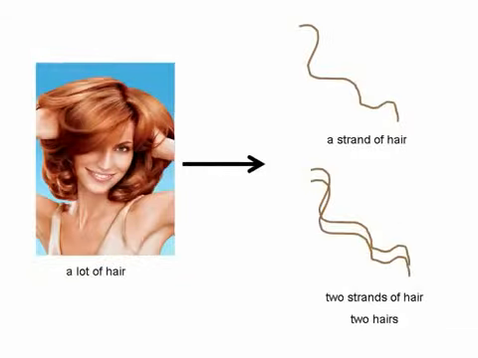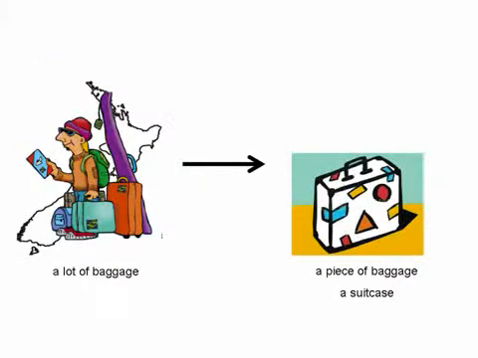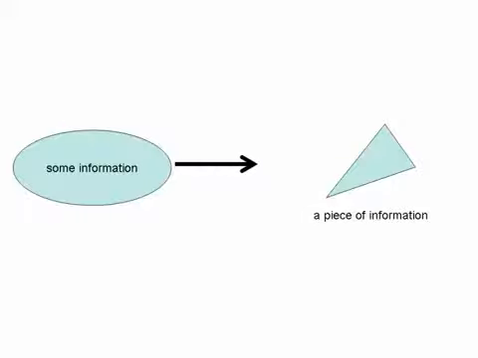Hair as a whole on your head cannot be counted. A lot of hair. A strand of hair, 2 strands of hair, 2 hairs. A lot of baggage. A piece of baggage, or a suitcase. There are also some abstract nouns that cannot be counted. For example, some information, or a piece of information, 2 pieces of information.